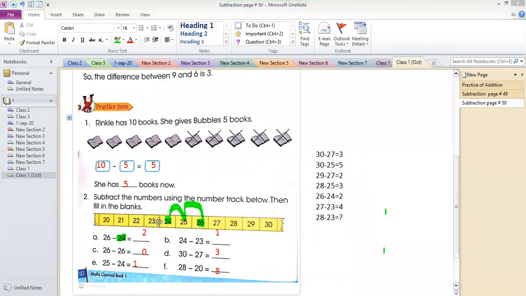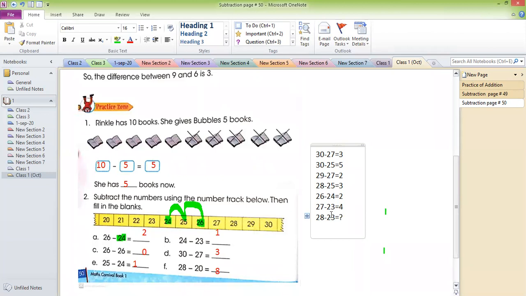Let's listen here. This is 28. You want to reach 23. 5. This is 28. 1, 2, 3, 4, and 5. So 28 minus 23 equals? 5. Very good. It equals 5. Thank you, sir. You're welcome. Okay.